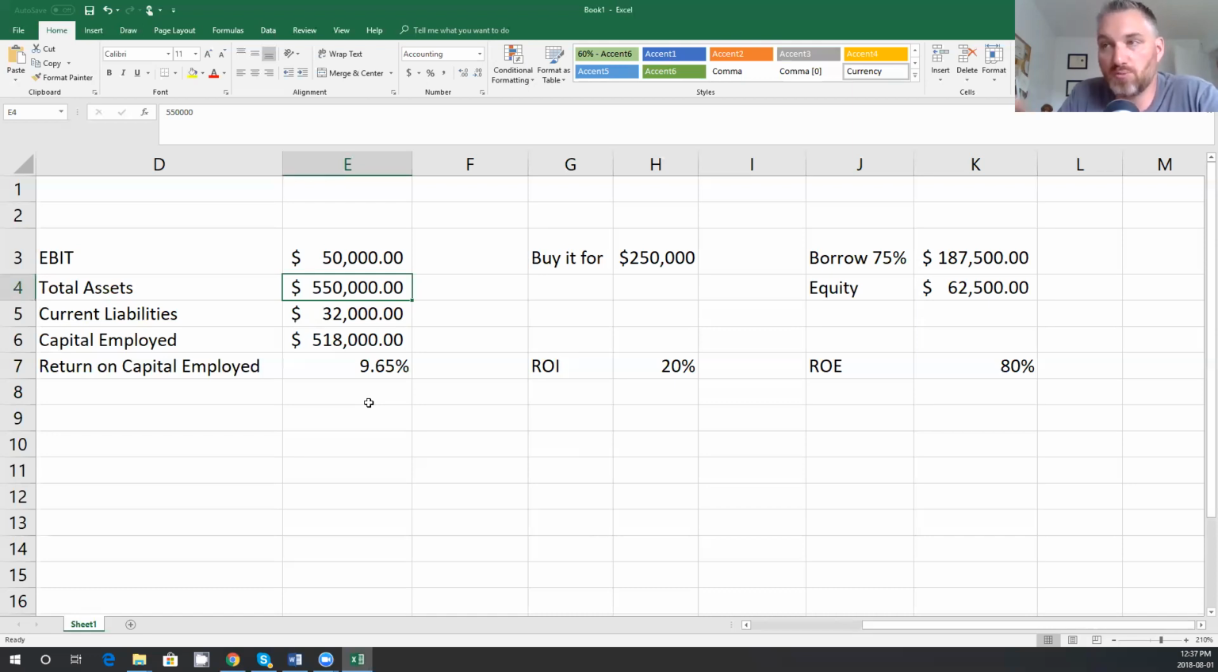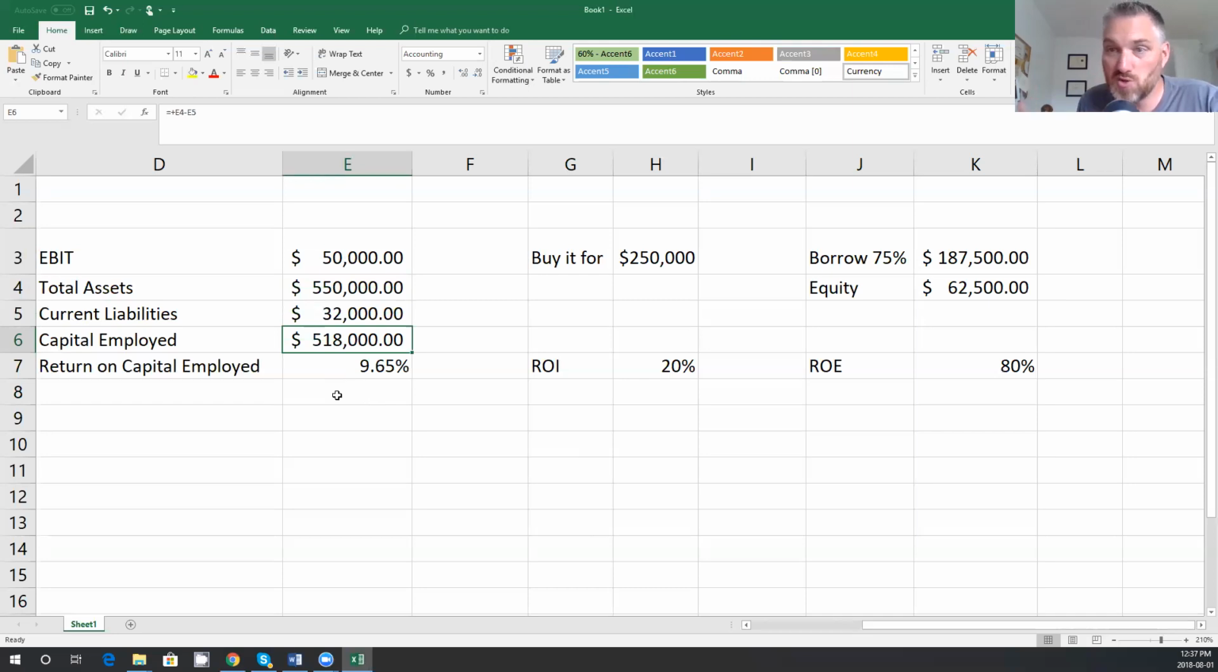So if we remove those current liabilities, then the difference between assets and current liabilities will be the total amount of capital that's been brought into this business to work and make the business go. So this is our long-term liabilities and our equity, and this is the quick way of getting to that point. So that would mean that our capital employed is $518,000, and if we divide $50,000 of EBIT into $518,000 of capital employed, we get a return on capital employed of 9.65%.